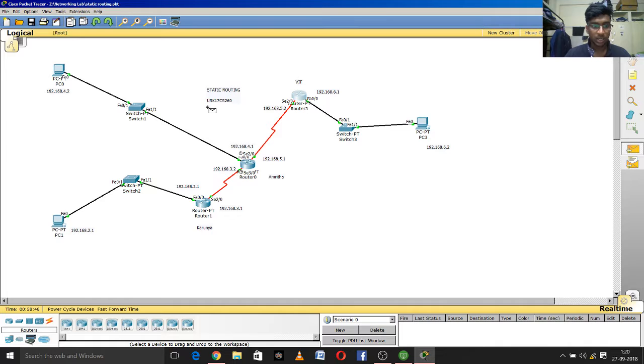Now we shall check if these are successfully connected. The first test is from PC1 to PC2, from the Karunya to the Amrita network, and it is connected. Similarly, from PC1 to PC3 across the Karunya, Amrita, and VIT networks, and from the VIT network to the Amrita network. As you can see below, all our connections have been successful.